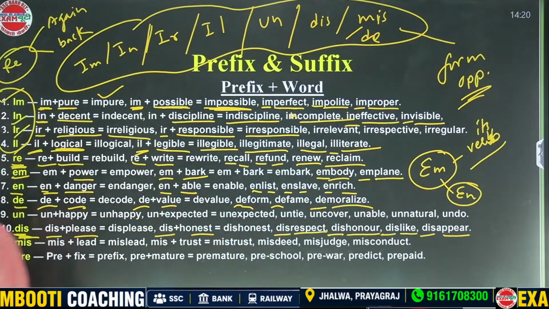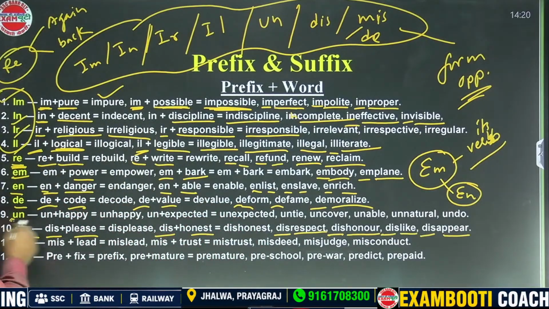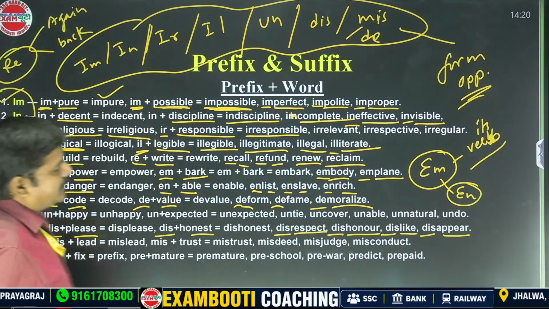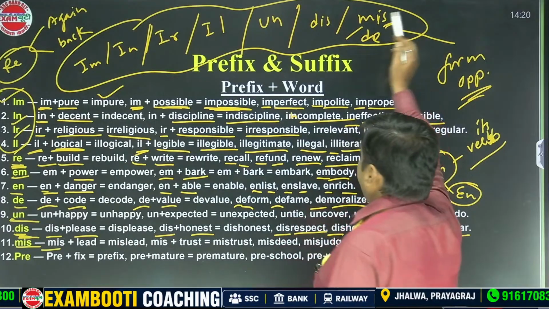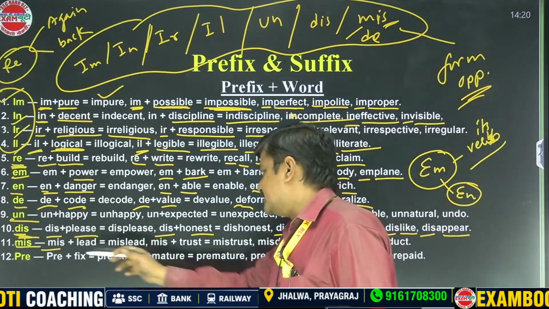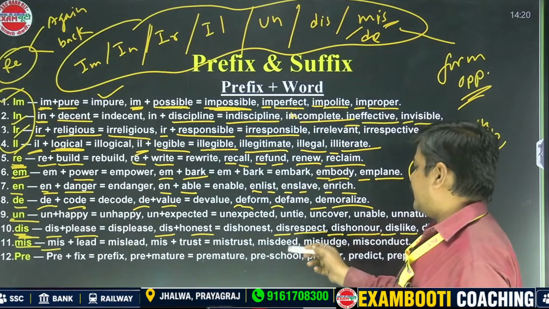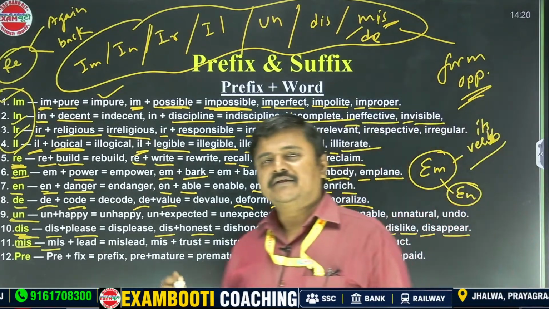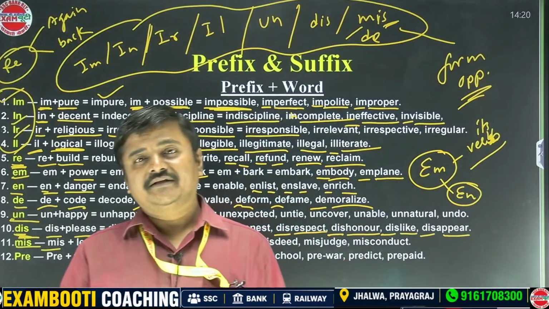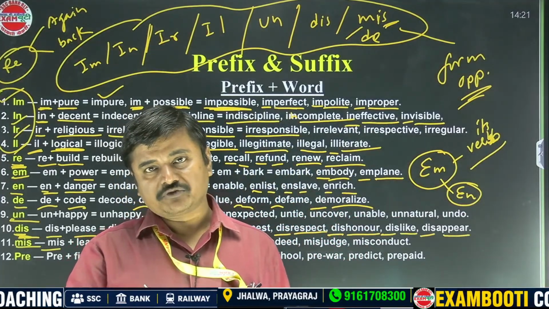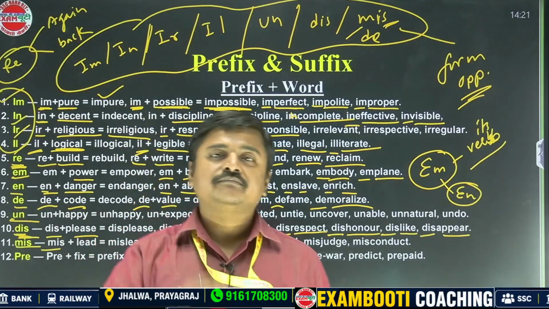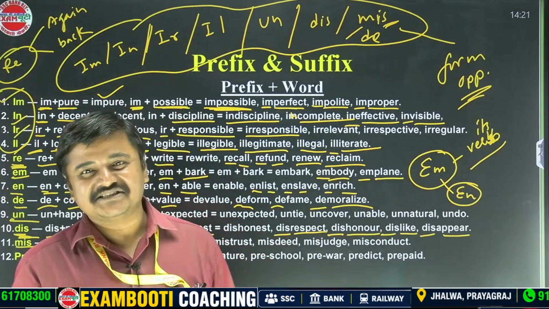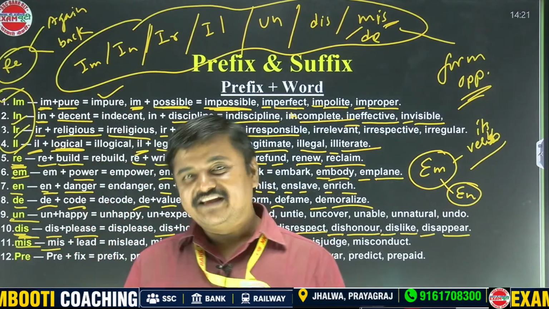Let's come to another example. We have discussed actually miss. Miss also creates opposite words. I have written there: lead, mislead; trust, mistrust; deed, misdeed; judge, misjudge; conduct, misconduct; fortunate, unfortunate. Remember this: fortunate, unfortunate, fortune, misfortune. Interesting. English is a funny language. That's why it is a funny language.